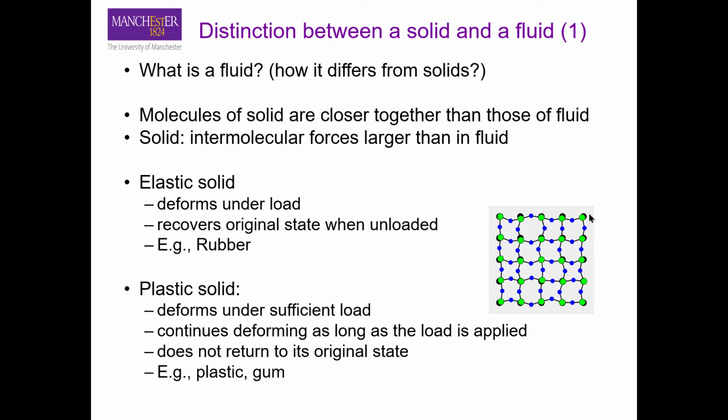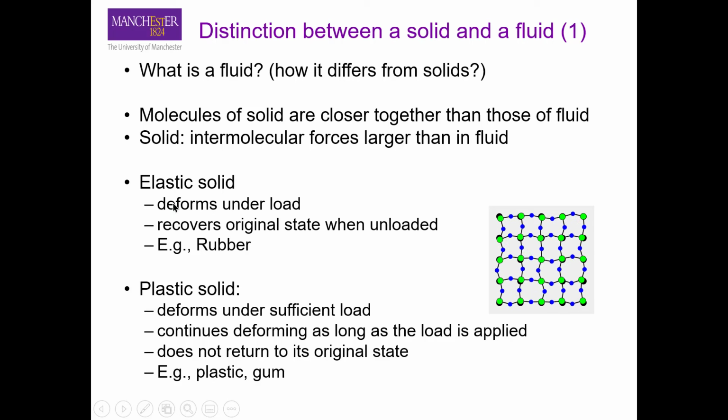Now we know briefly what a fluid is. The second question is how it differs from solids. In the case of solids, the molecules are close together and the intermolecular forces are large enough to give these substances their rigid structure. The reason solids have rigid structures is that the molecules cannot move from their point of reference.